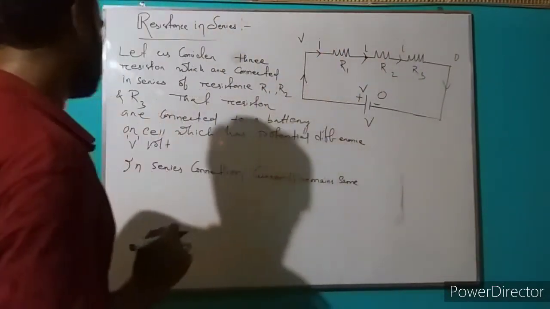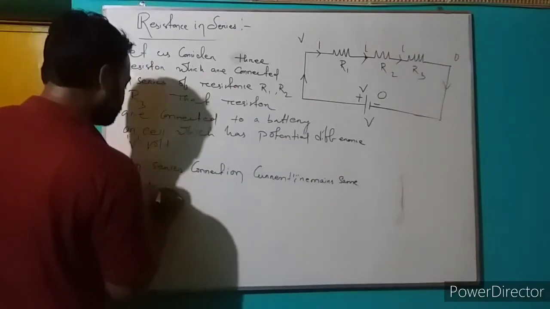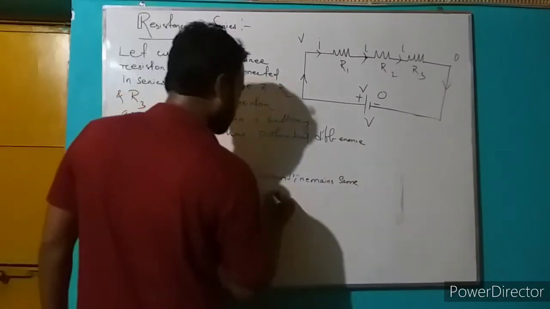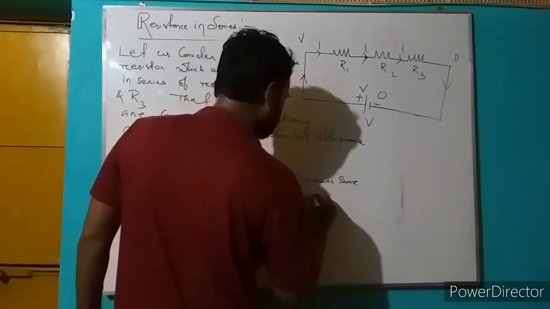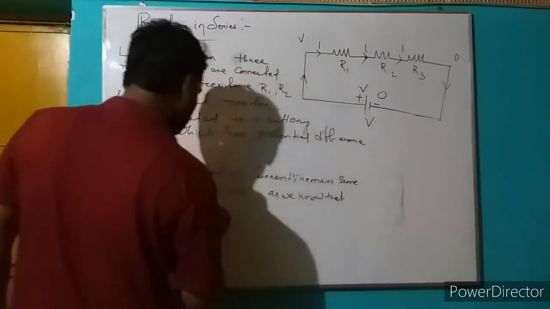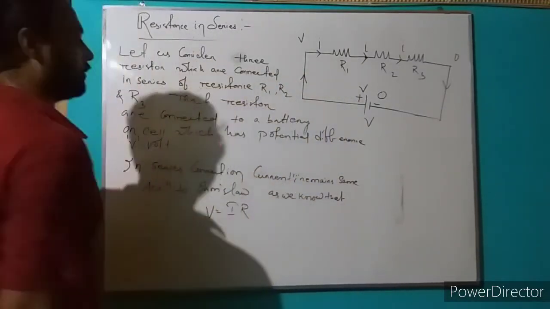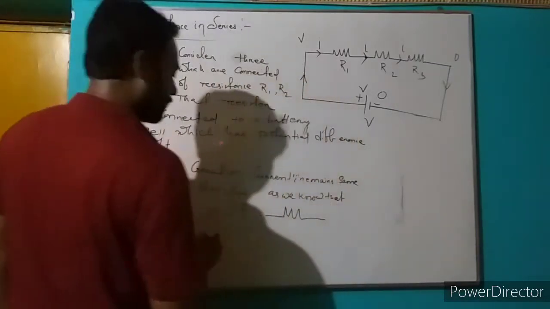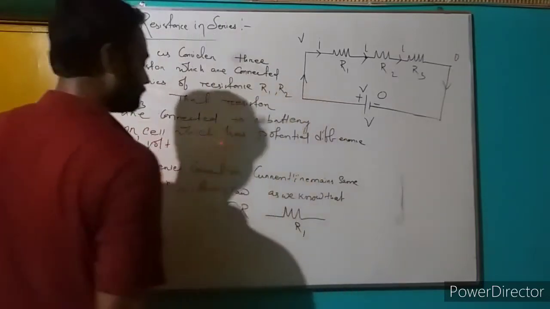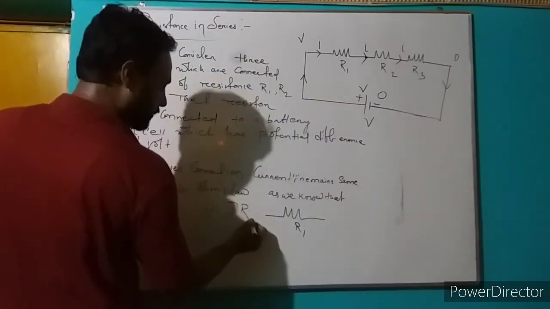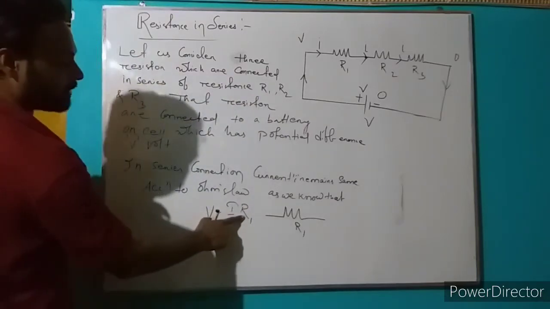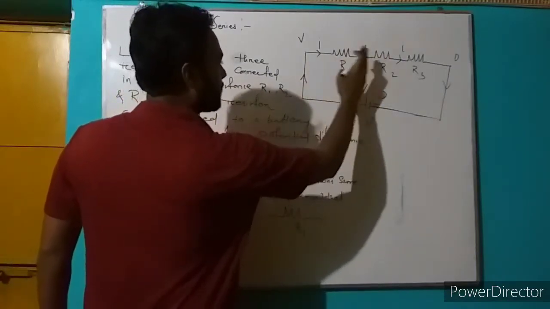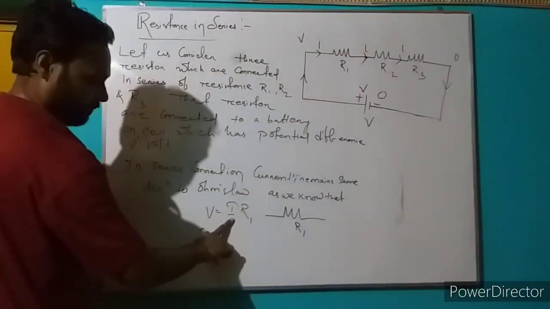According to Ohm's law, as we know, V equal to IR. For the first resistor, we can say the resistor has resistance R1, so across that resistor, according to Ohm's law, V equals I R1. But the current passed through each resistor remains the same. So I remains the same.